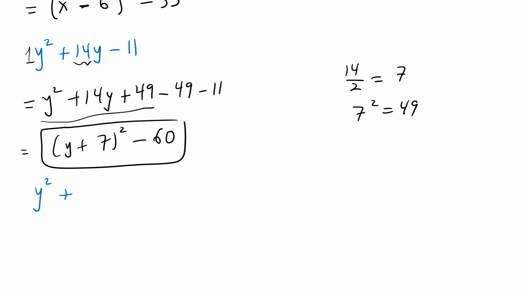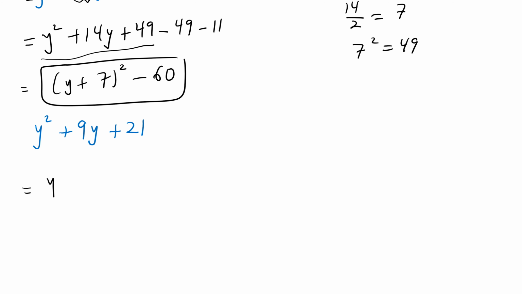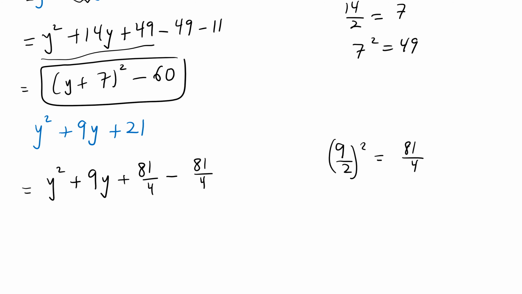We can look at another example by changing the middle term to a negative or an odd term. Y squared plus 9y plus 21. We keep this the same. 9y, we're going to take the 9 divided by 2. We just get 9 over 2. And then we square it. It's 81 over 4. So plus 81 over 4 and minus 81 over 4. And bring that plus 21 down.